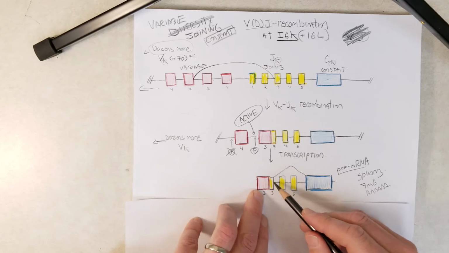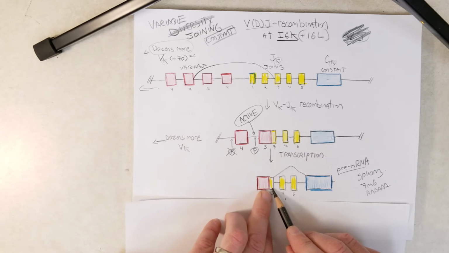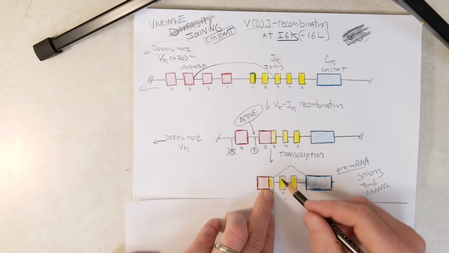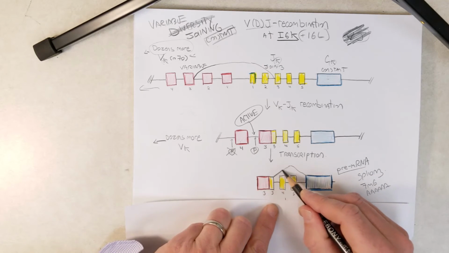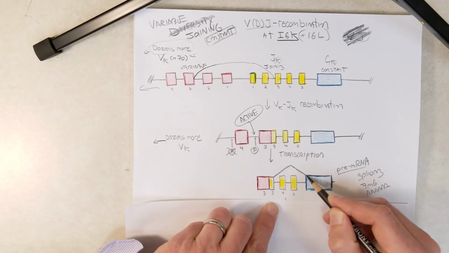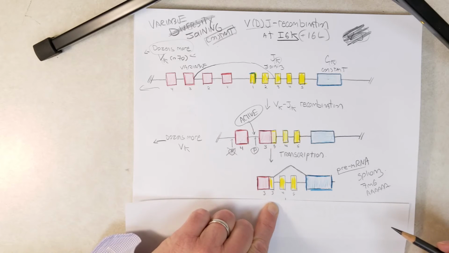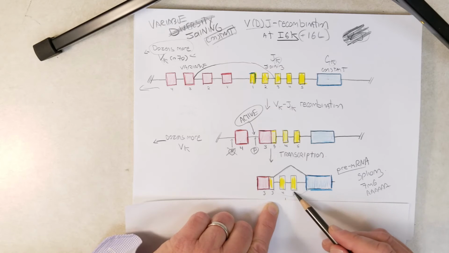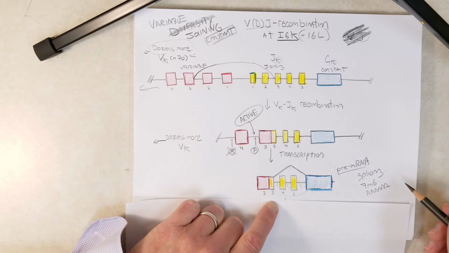So essentially, we have this variable gene segment right here that was fused to this joining gene segment. Now, there's going to be a 5' splice site right here. So everything after this joining gene segment to the very beginning of this constant gene segment is going to be removed by the spliceosome, the machinery that removes introns. So everything between here, 4 and 5 right here, and all these little pieces right here, they're going to be cut out of the transcript.